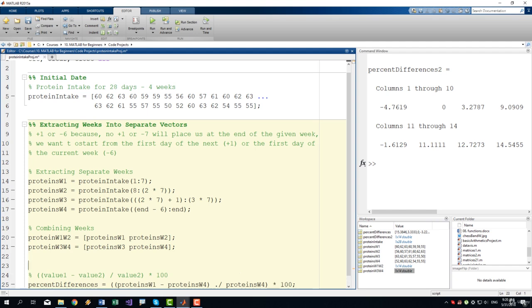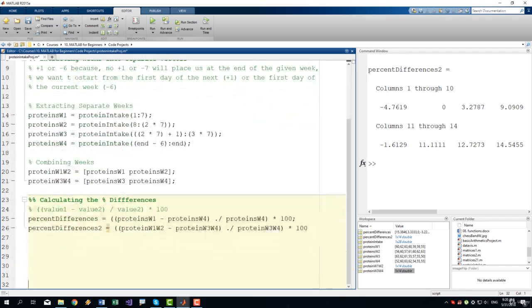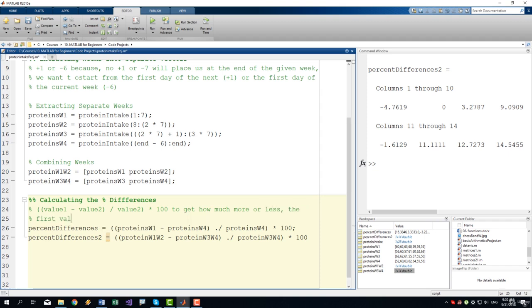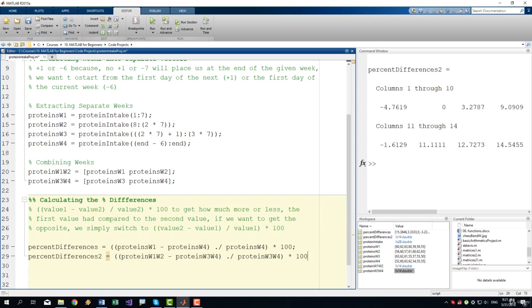And down here we are calculating the percentage differences, and we can quickly explain the formula here so that other people don't get confused if they see this. So this is to get how much more or less the first value had compared to the second value. If we want to get the opposite, we simply switch to value 2 minus value 1 divided by value 1 multiplied by 100. And this is our final project.